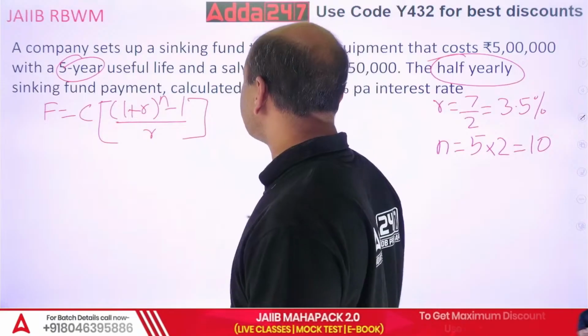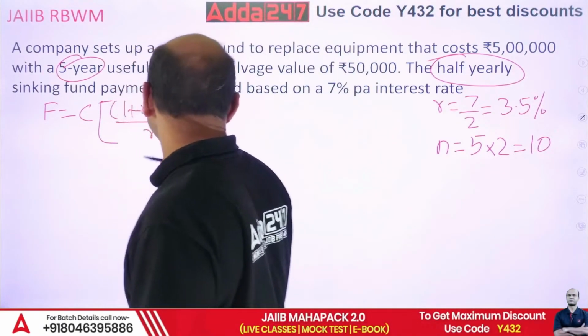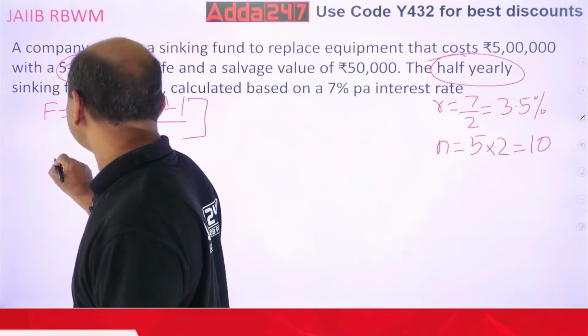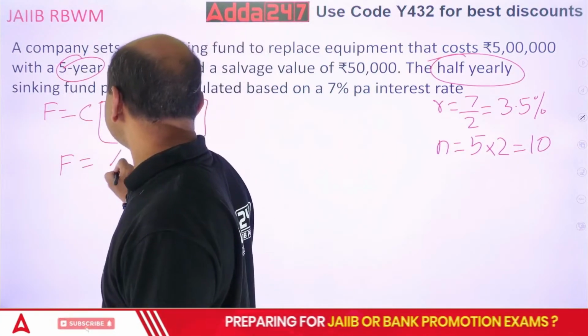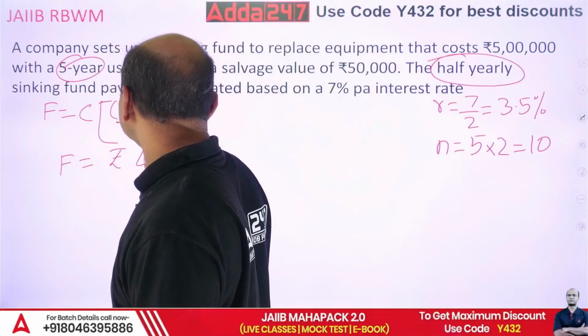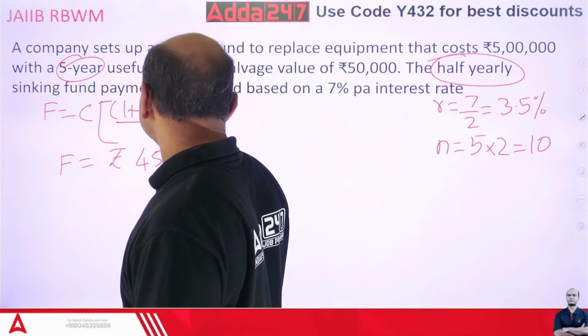F equals to, where should I write? Here. F equals to 5 lakh minus 50,000. So rupees 4,50,000. Getting this, everyone?